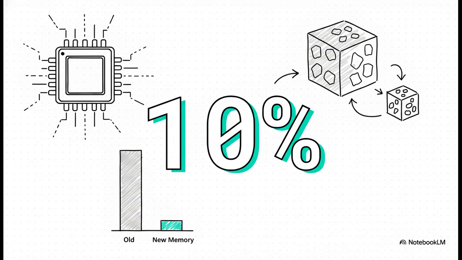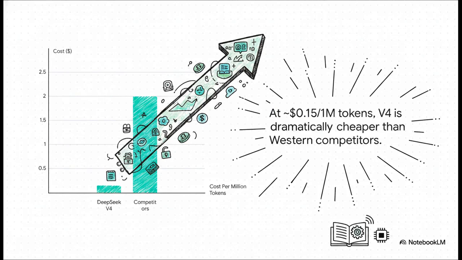The third part of this threat is accessibility, and it all comes down to the price tag. At about 15 cents per million input tokens, DeepSeek v4 isn't just a little cheaper, it is dramatically undercutting its competitors. This makes top-tier AI power available to a much wider audience.